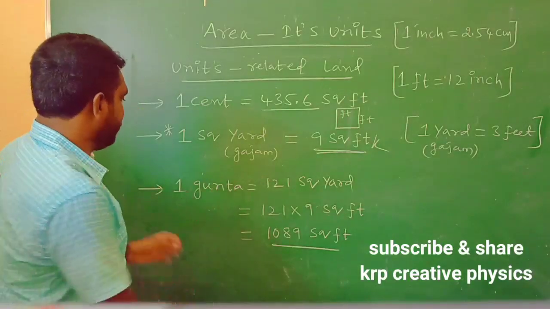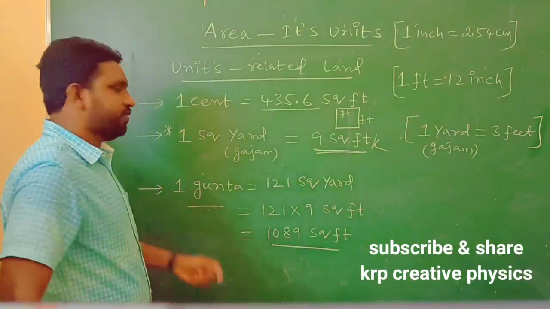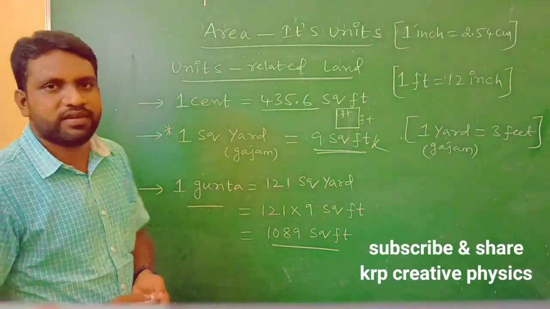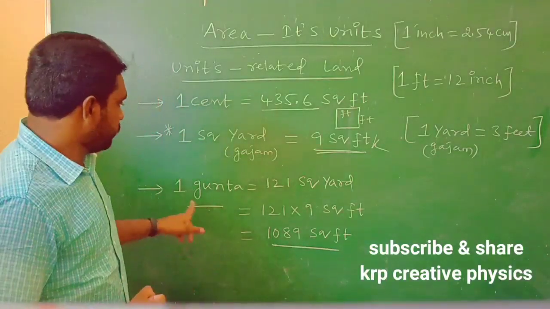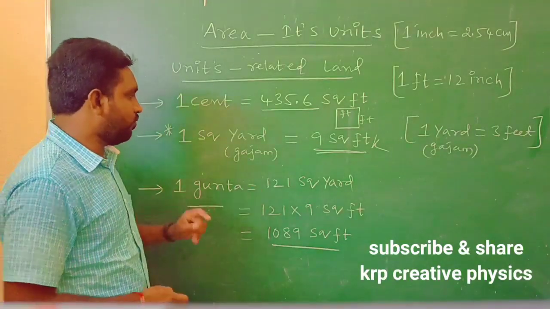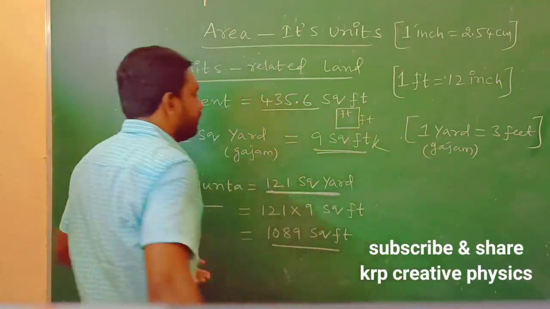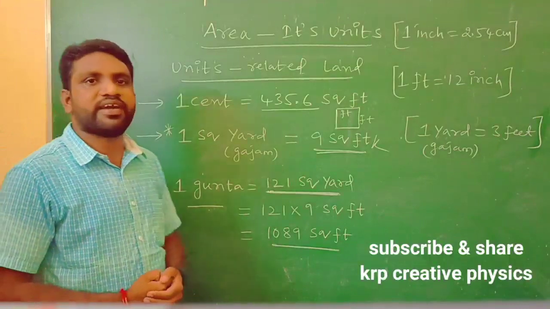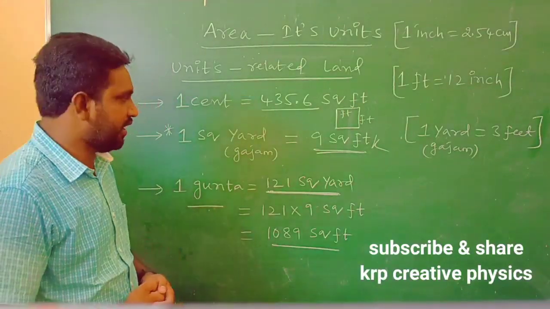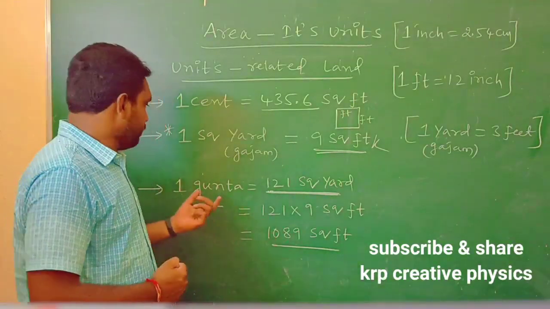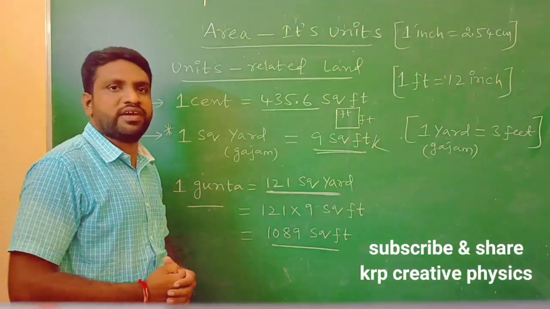And finally we came to the famous one. Everyone speaks about it regarding land. How many guntas do you have? 1 gunta equals 121 square yards. That means 121 square gazams. Simply, they say that 1 gunta equals 121 square gazams.